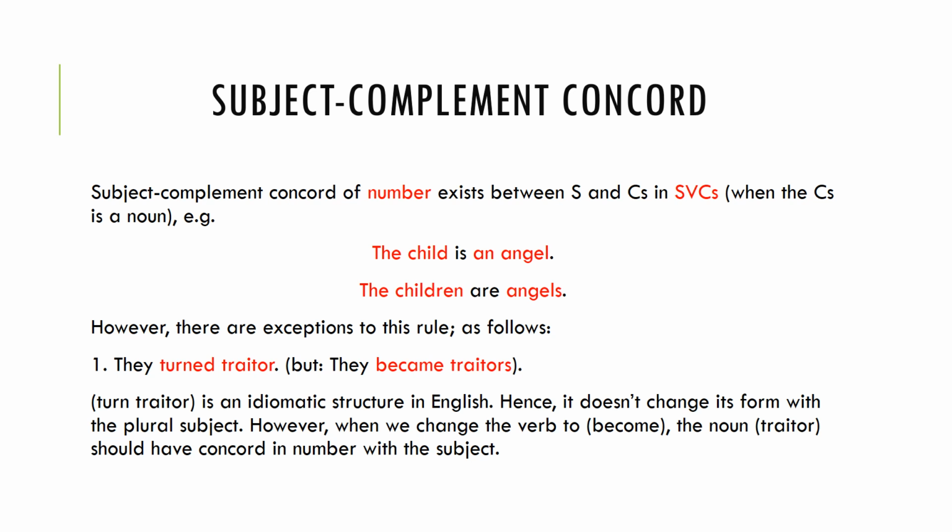But when we change the verb turn to another verb such as become, here the noun traitor that functions as subject complement becomes a normal noun. And when it becomes a normal noun and functions as a subject complement, it has to agree with the subject in number. So when we change the verb turn into become, we have now to apply the rule that we talked about, that the subject and the subject complement must agree in number.